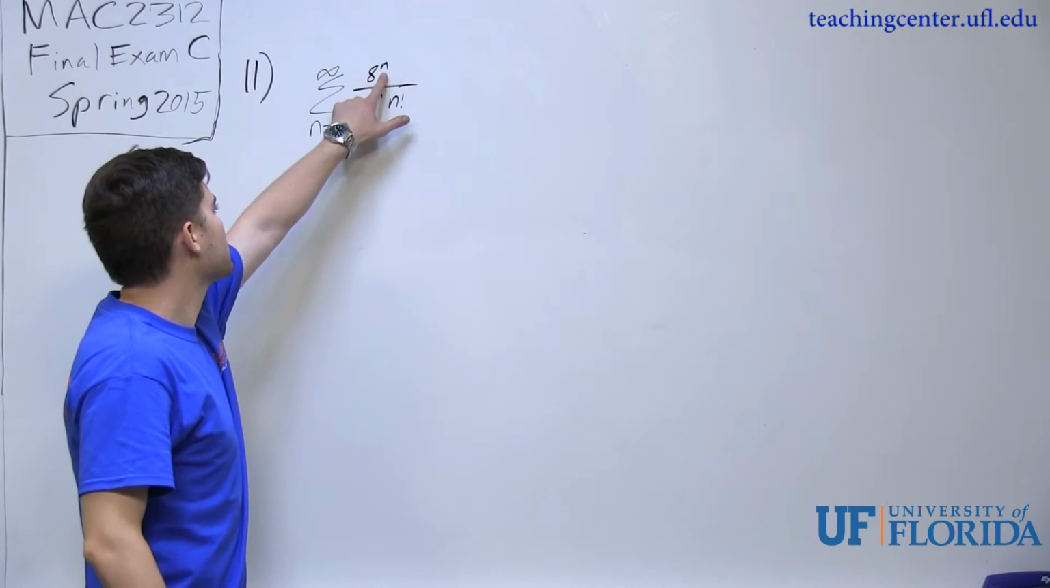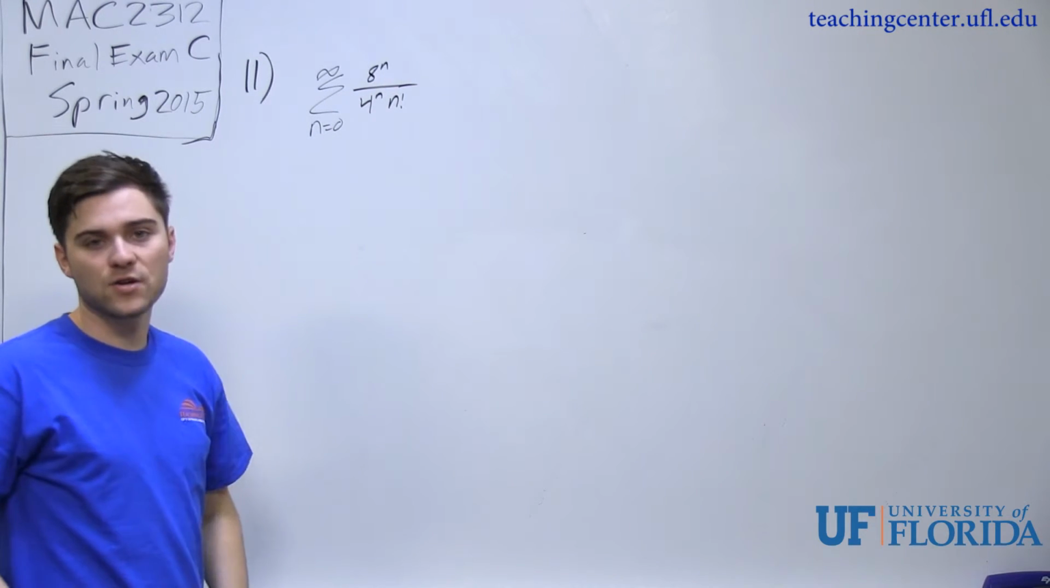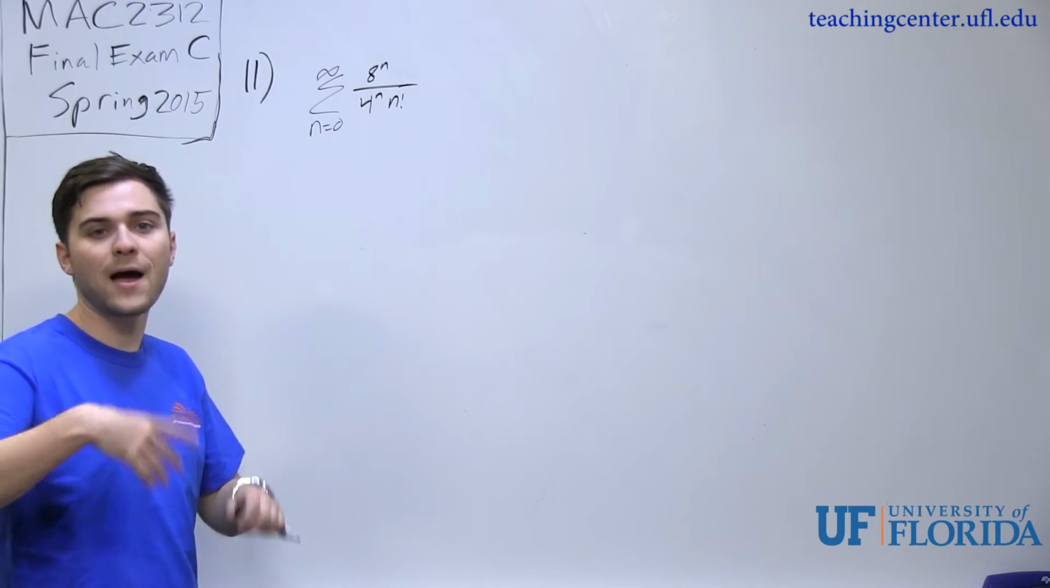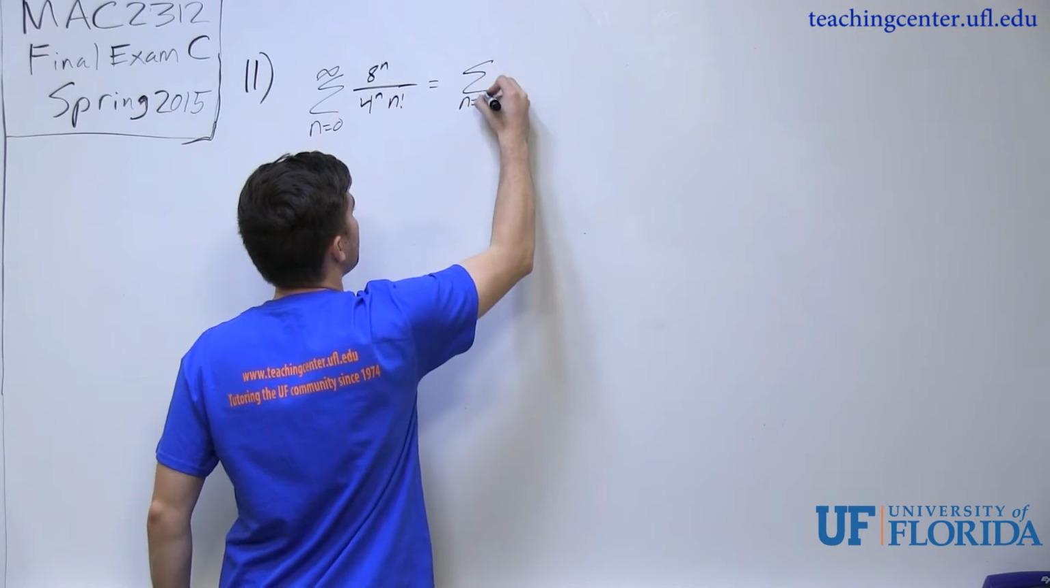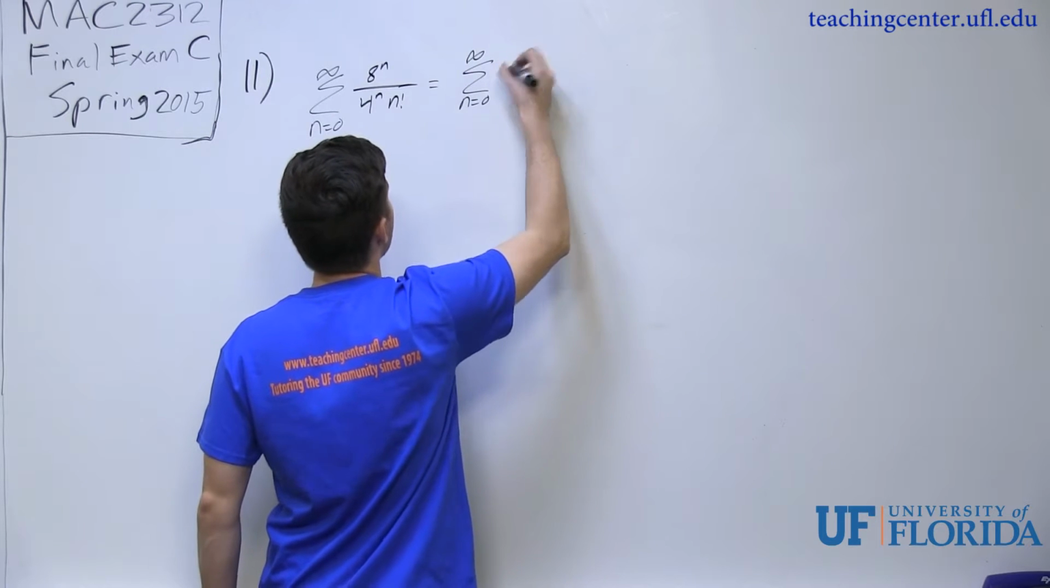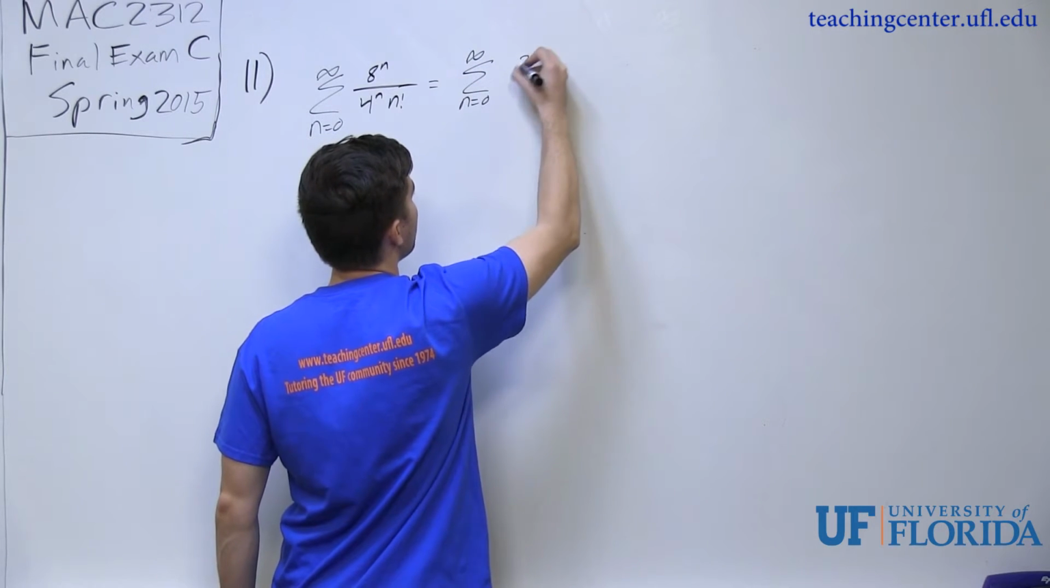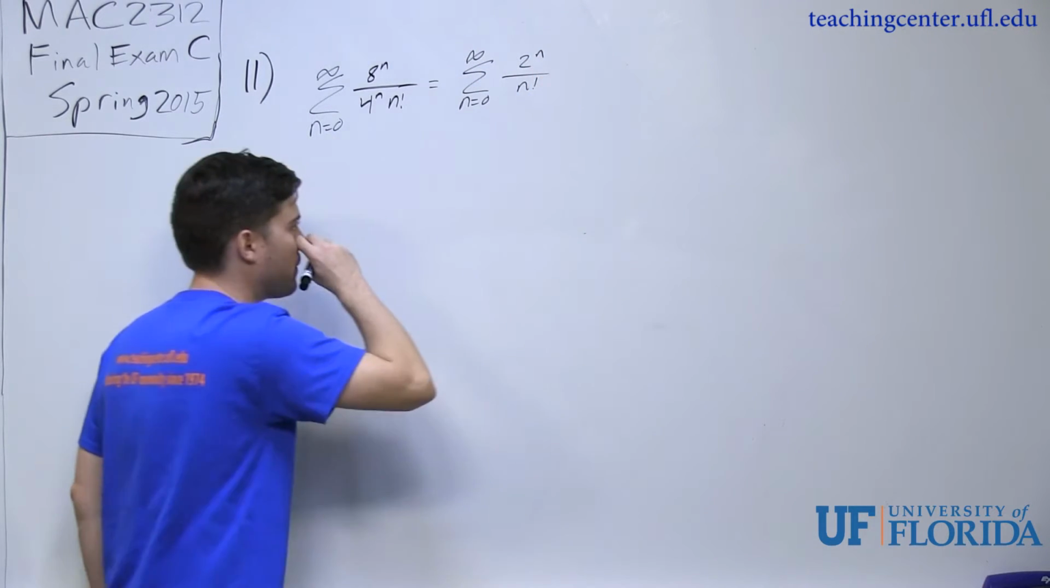The one thing that stands out to me is that I can actually combine these n terms. Remember, if I have terms to the same power, I can just go ahead and combine them. So I end up with the sum from n equals 0 to infinity of 8 over 4 to the n, which is just 2 to the n, over n factorial.